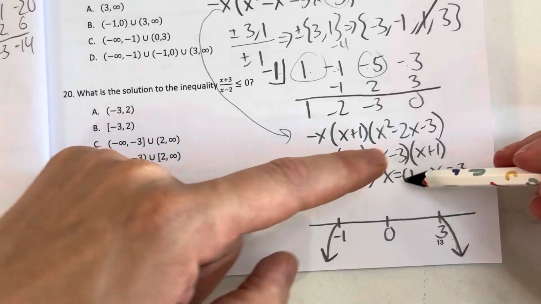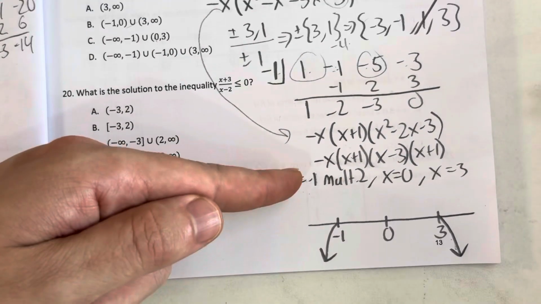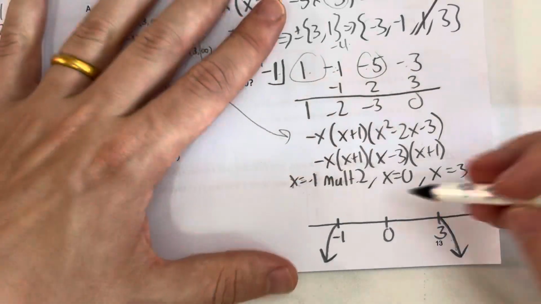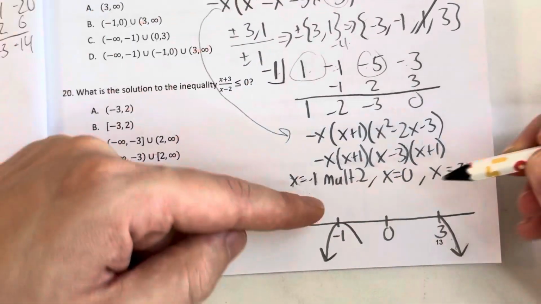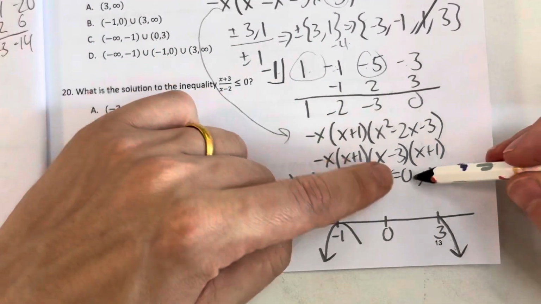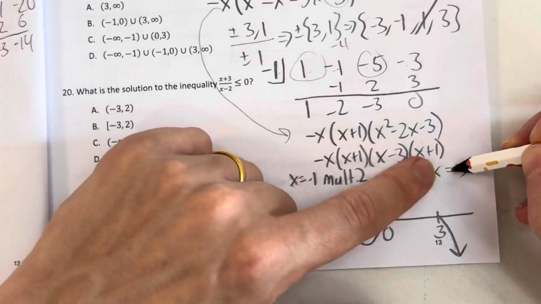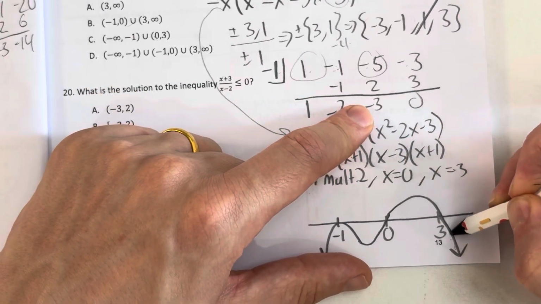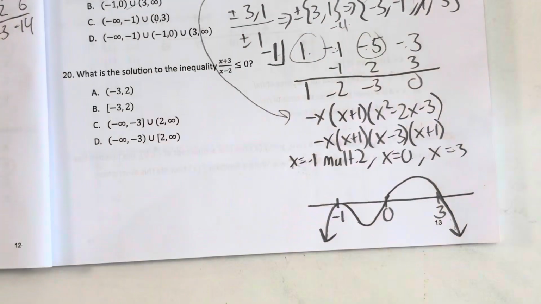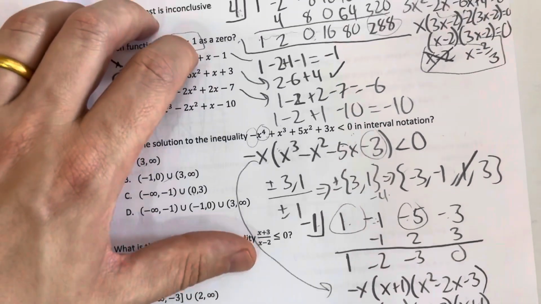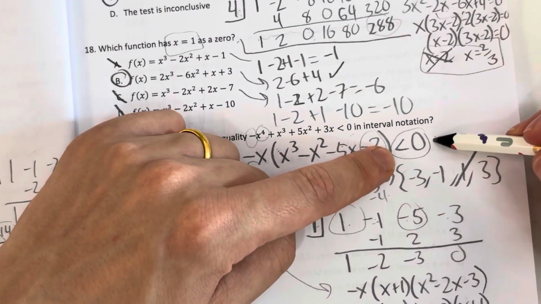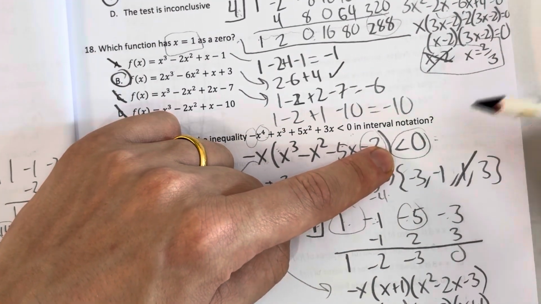Now we can use the multiplicity to see what's happening in between. At negative 1, since the multiplicity is even, it's just touching the graph. At 0, the multiplicity is 1, which is odd, so it's crossing. And at 3, it's also odd. So there's a sketch of our graph. And if we want to know where it's less than 0, strictly less than 0.